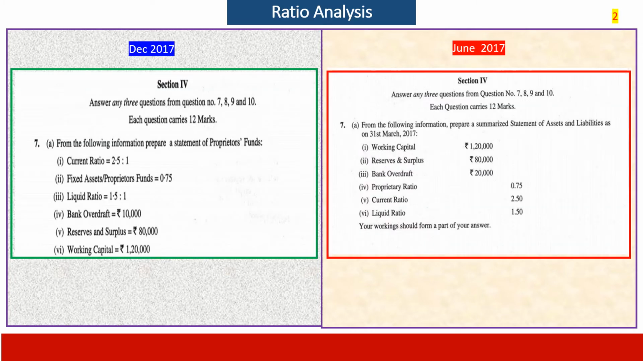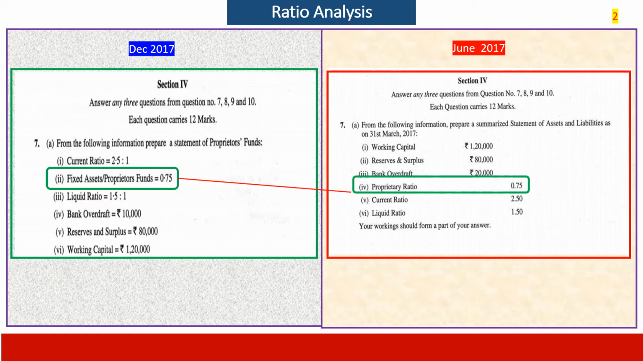We will be dealing with two problems which appeared in December 2017 and June 2017, both involving proprietors' funds, and therefore the proprietary ratio is relevant. All figures are identical except for one: one problem deals with fixed assets divided by proprietors' funds, the other deals with the proprietary ratio, and there is a small change in the amount of bank overdraft, which is not material, but the problem involves a bit of intricacies which we will deal with.